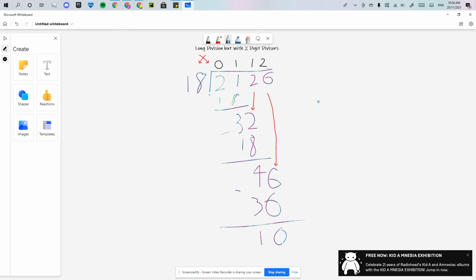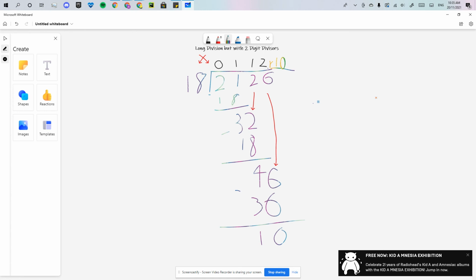So now what do we do? Well, we don't have any other digits to move down. So we will have to do something pretty important. We write ourselves a little r here and then the remainder here. So remainder 10. That's good because 18, the divisor, is larger than the remainder, which is good.